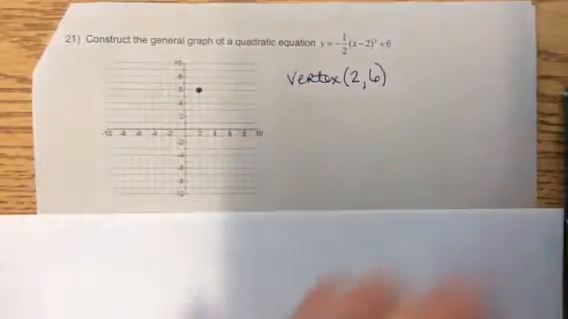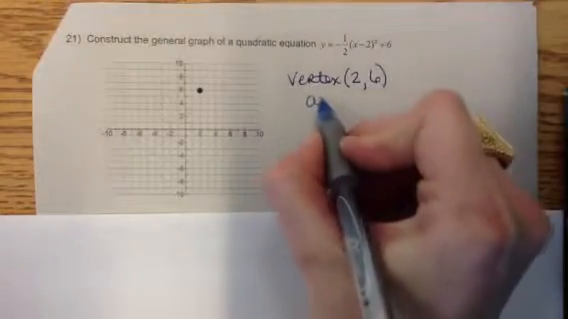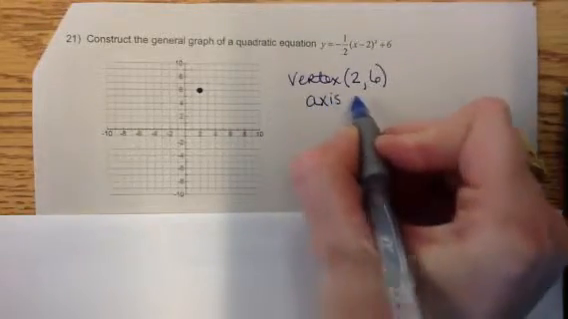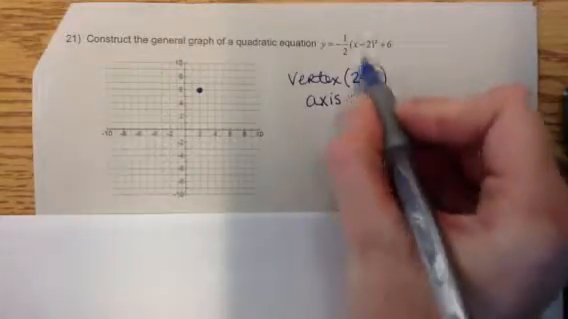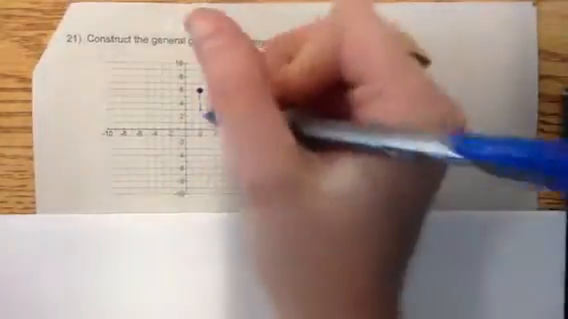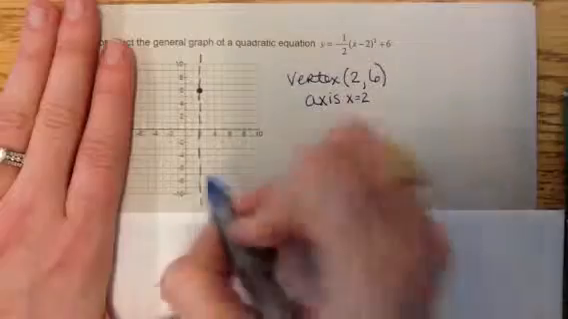And what I suggest you do right now is maybe pause the video and try to do as much of it as you can before watching the rest. See what you can do on your own. The axis is x equals 2. It's whatever your h value was. So we have a vertical line at x equals 2, just like that.